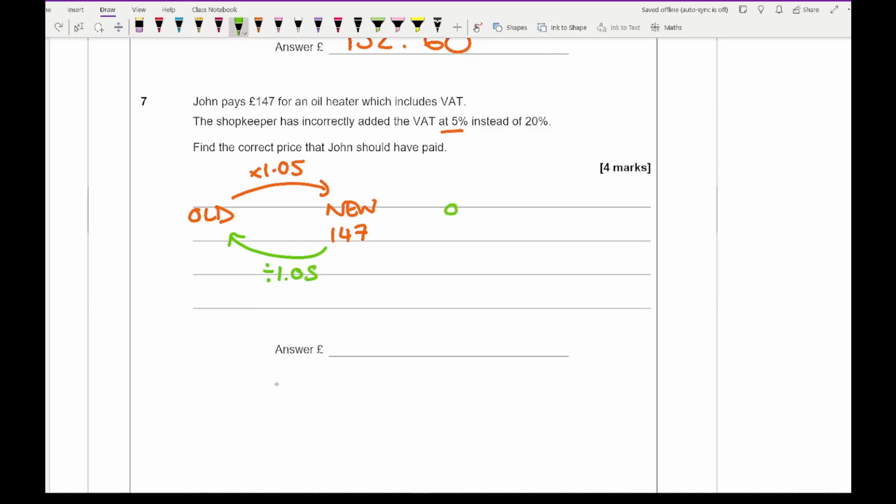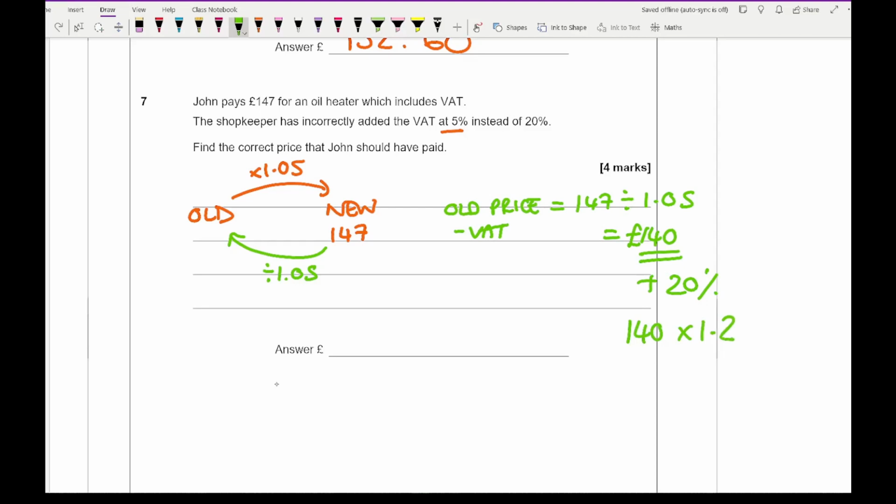So the original, or the old price, minus the VAT is going to be 147 divided by 1.05. So type that into my calculator, I get an answer of £140. So that's the original price of the cooker without VAT. So now what I need to do is add 20%. So it's going to be 140 multiplied by 1.2. So 140 multiplied by 1.2 gives me an answer of £168.